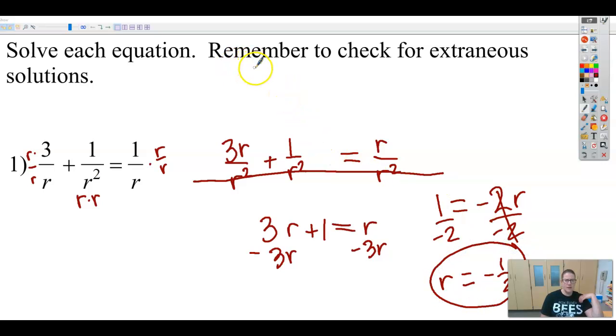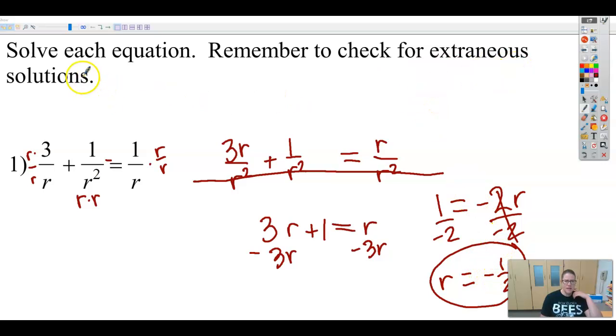But notice up here in the instructions, it says, remember to check for extraneous solutions. So because there's variables in the denominator, that means I may come up with something that would make my denominator equal 0. And if my denominator equals 0, then that's an undefined operation, right? But this is an equation, so we're just looking for which r makes this true. And we just found that negative 1/2 makes it true.